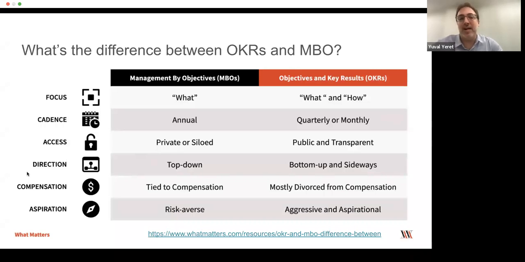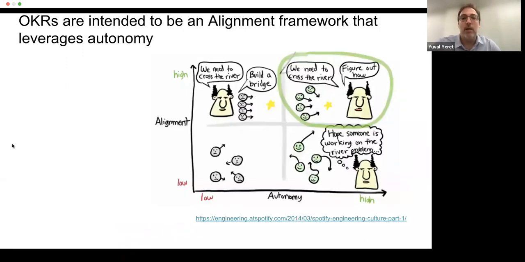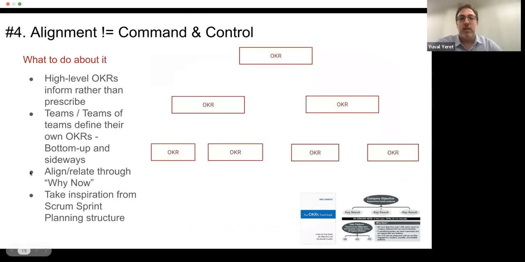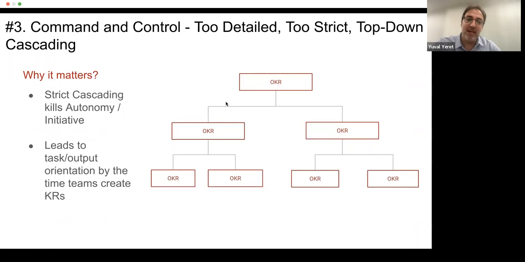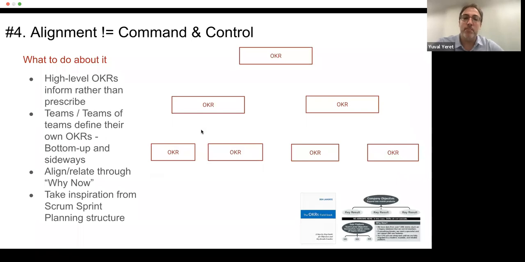So we want to actually avoid those tight cascades that pull us back to MBOs. How do we do that? We need to figure out a way that balances both alignment and autonomy. The way organizations do that is they use high-level OKRs. Alignment is important, but as opposed to the previous diagram, we don't have these direct, strict connections between the OKRs in the different levels.